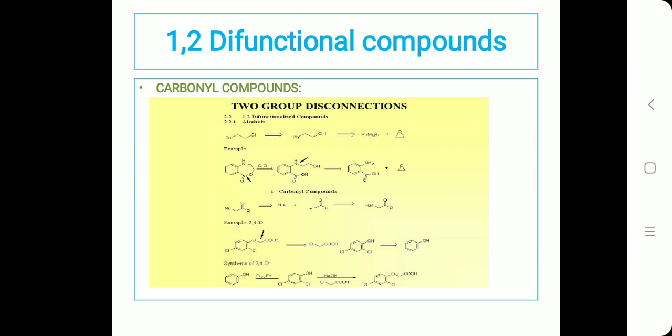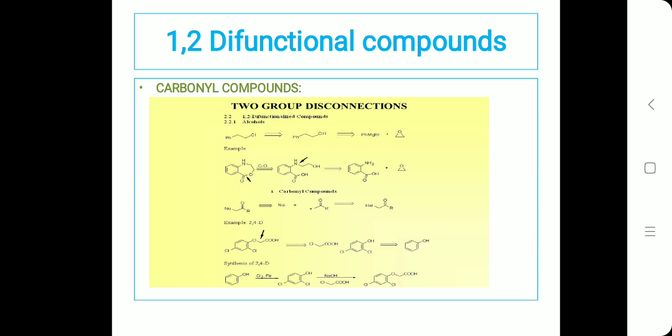For the carbonyl compounds, the first example is 2,4-D. 2,4-D is a herbicide which stands for dichlorophenoxyacetic acid. After disconnecting the oxygen and the ester group, it is going to give rise to the COOH acid group, that is nothing but 2-chloroethanoic acid, and then also there's going to be the formation of the dichlorophenol. So these two are going to be the synthetic equivalents.